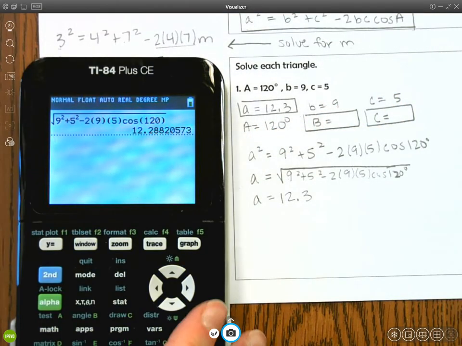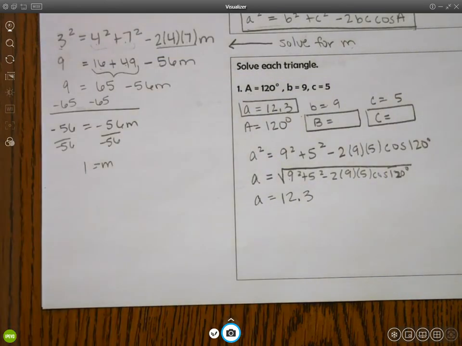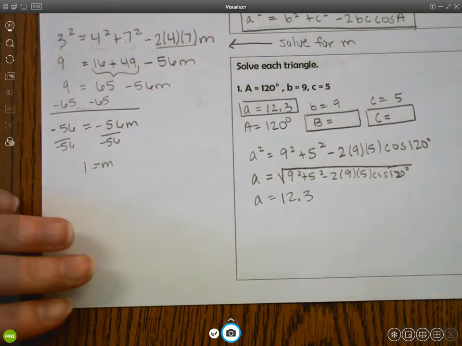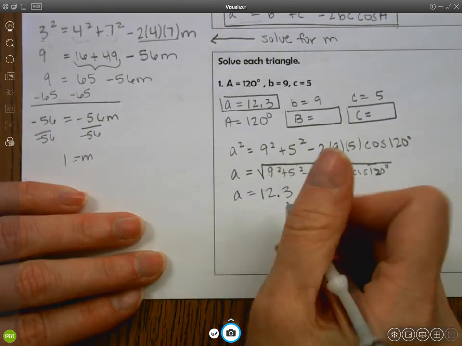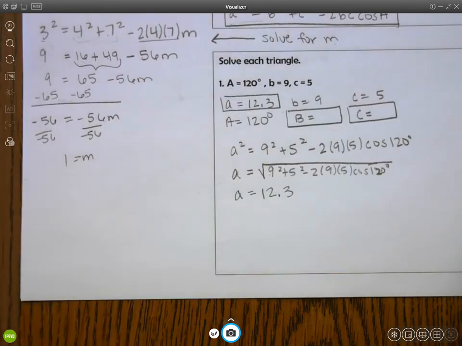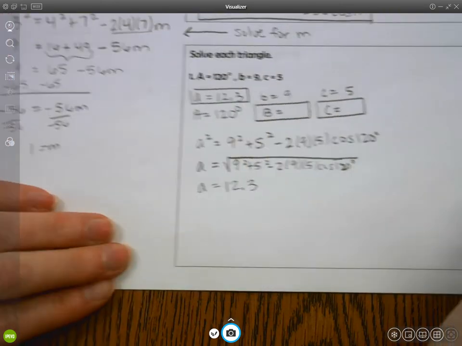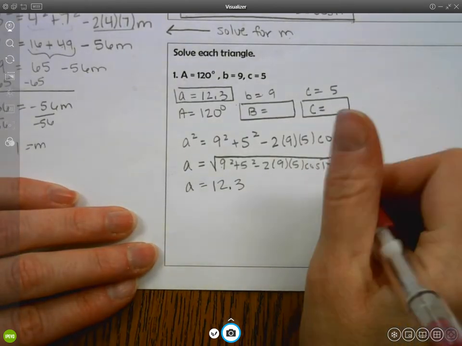Once you use the law of cosines, then you're good to go. You have a matching pair, and you can use the law of sines. So setting up the law of sines, you can find angle B or angle C. It does not matter. So let's say we find angle B.